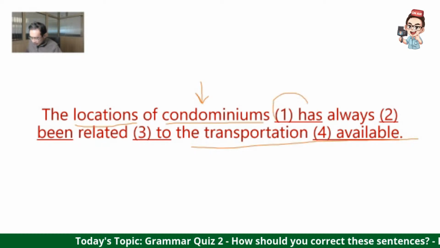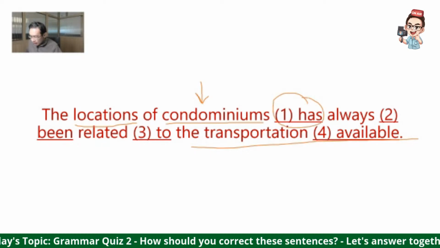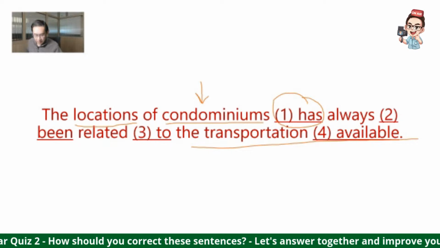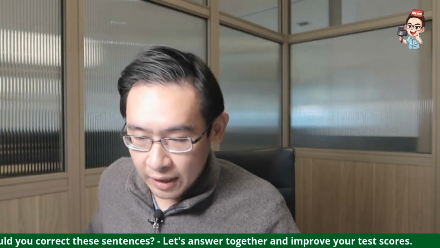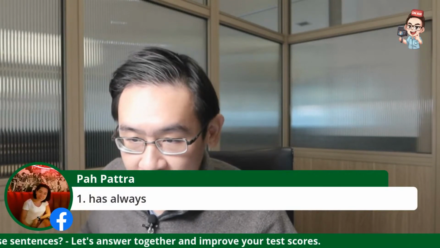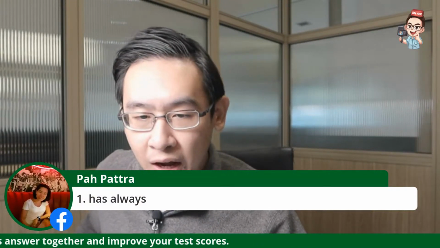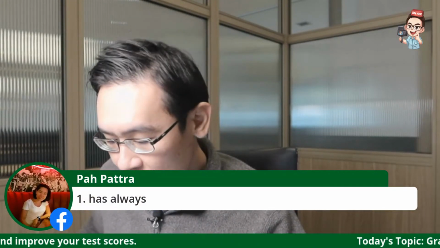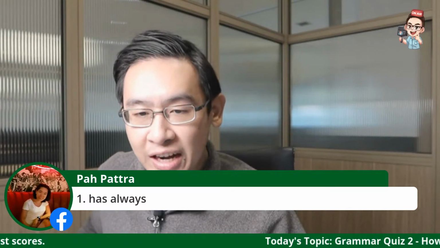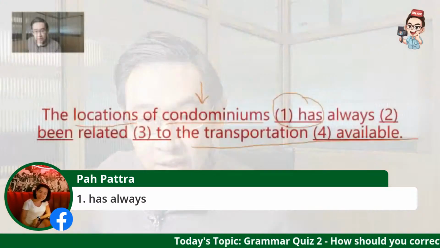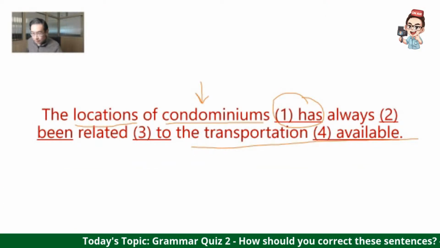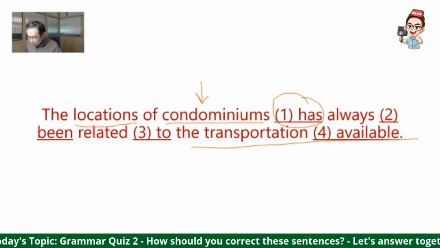Has, okay. So why is number one incorrect? Does anyone know? Oh, looks like we have one answer here. Okay, so Paul Patra said one has always. Yes, that is the correct answer because let's go back to our question. Okay, so one is incorrect.